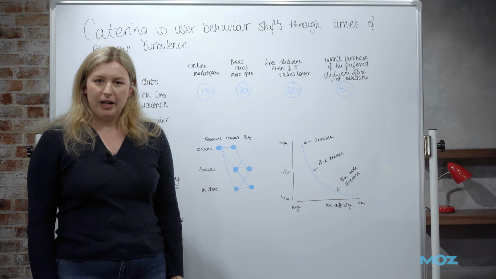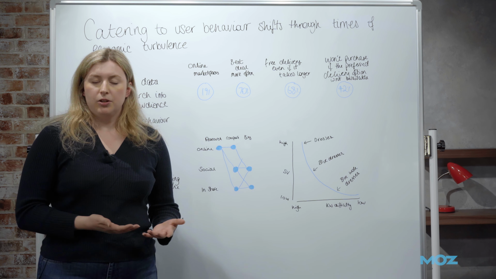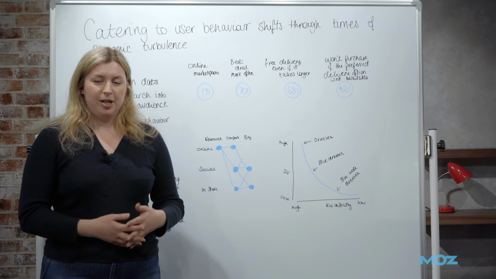And that way your product listing pages will be highlighting the most important products that you have, so the best sellers, and also what people are looking for, so what has search demand behind it. And those are just 3 ways that you can cater to user behavior in times of economic turbulence.